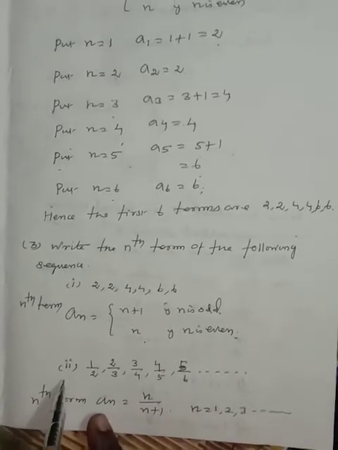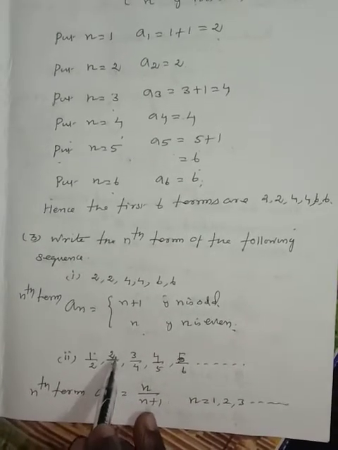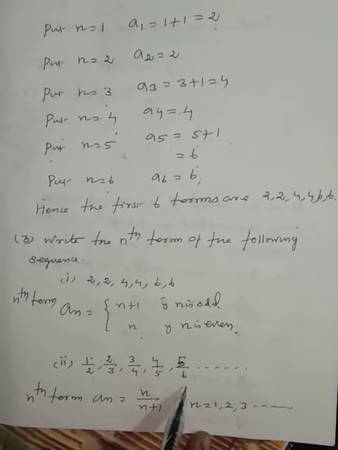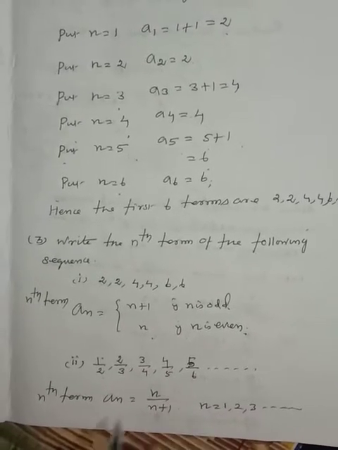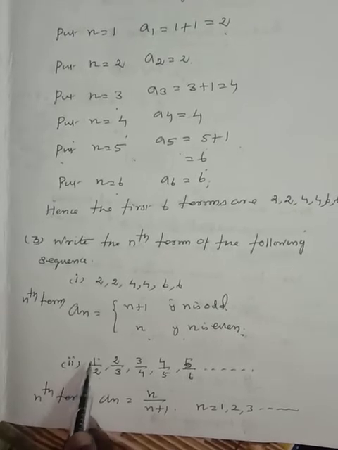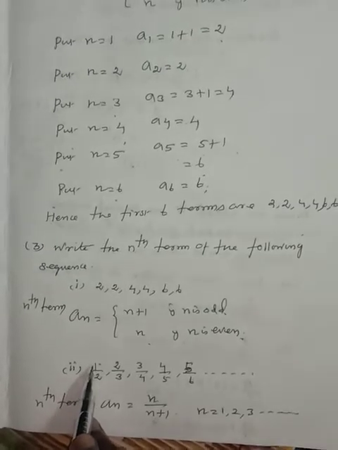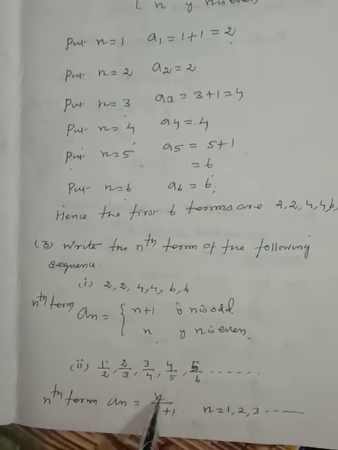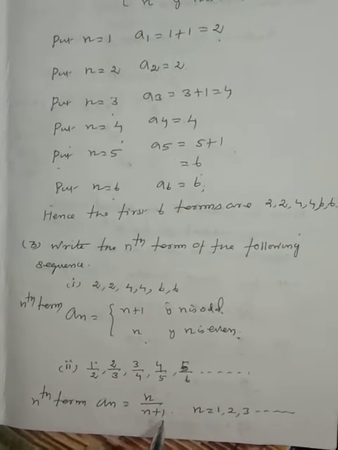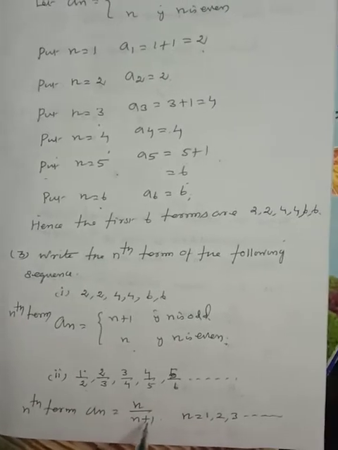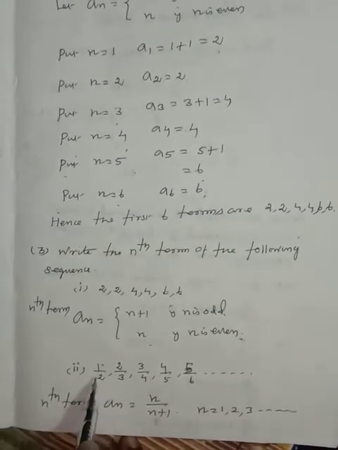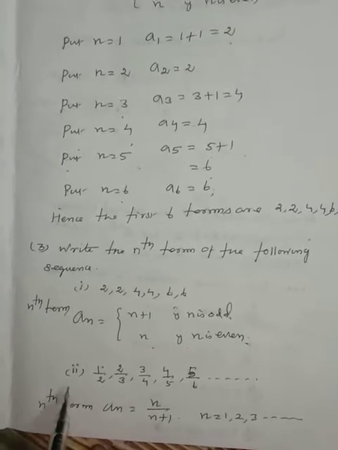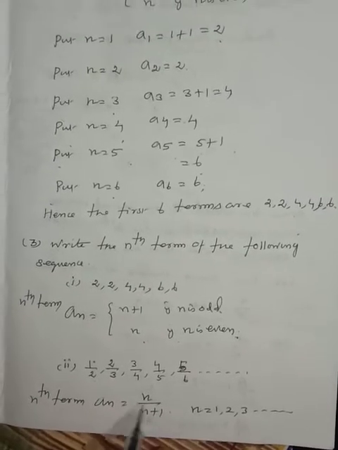Okay. Question number 2: 1 by 2, 2 by 3, 3 by 4, 4 by 5, 5 by 6. The nth term is an equal to, first apply 1, 1 divided by 2, so 1 plus 1 is 2. So n divided by n plus 1. Substitute n is equal to 1, you get the first term, 1 divided by 1 plus 1. Substitute here n is equal to 2, you get the second term, 2.